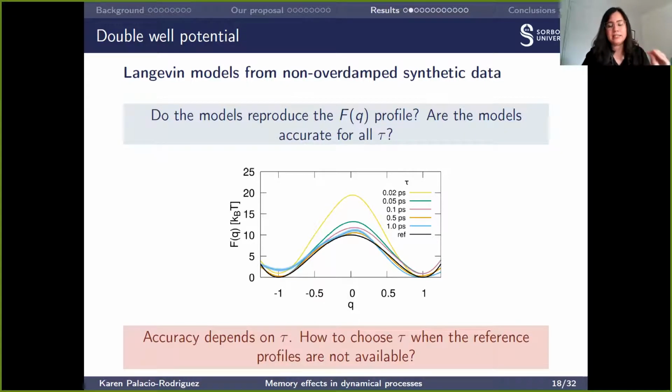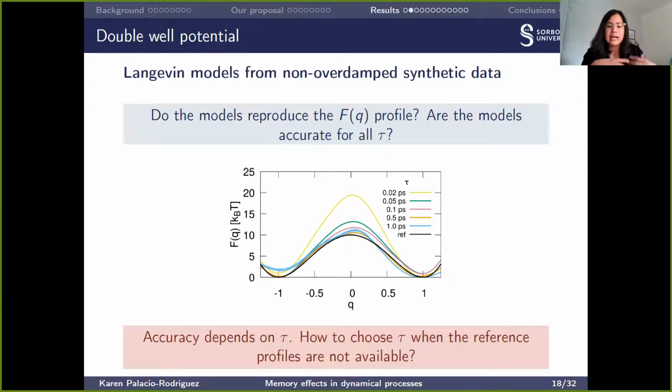Now we have synthetic data that has memory, and here the question is more interesting: are we able to describe the dynamics of this system with an overdamped Langevin equation, even if it has memory? Here we study the same for several tau resolutions, and the answer is yes, we are able to reconstruct accurate Langevin models, but depending on tau. I can say that the most accurate model is the one in the orange line, but this is because I have the reference.